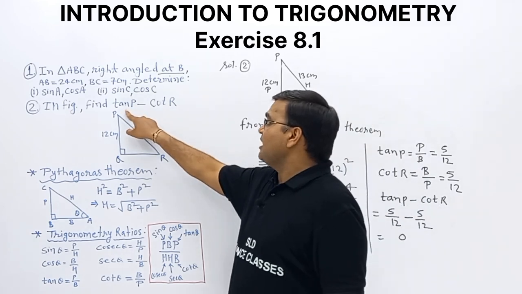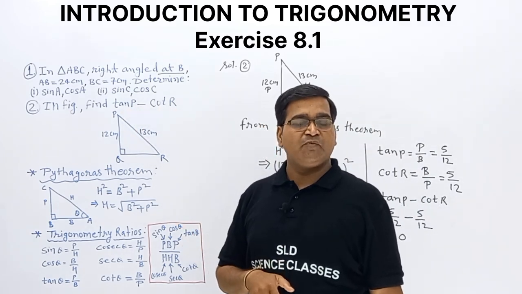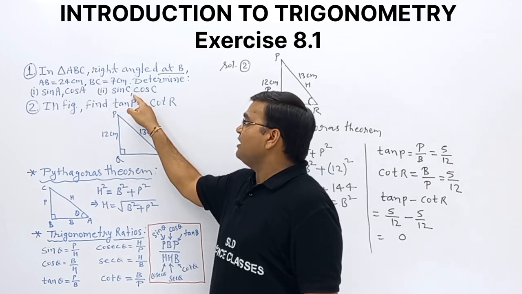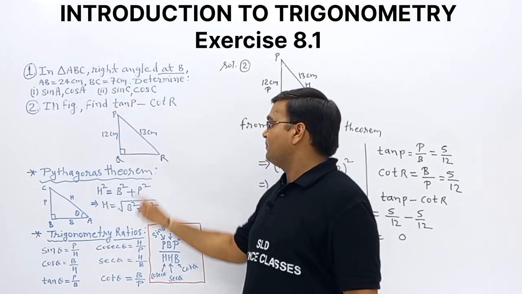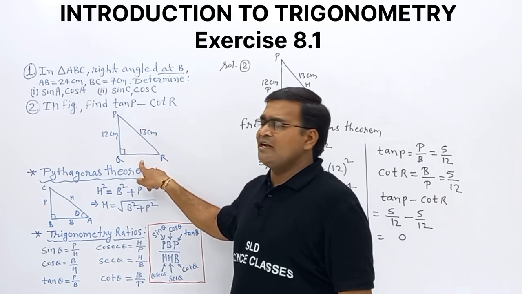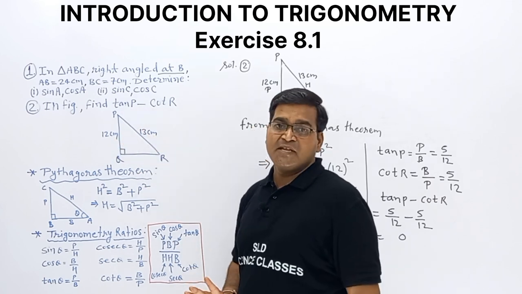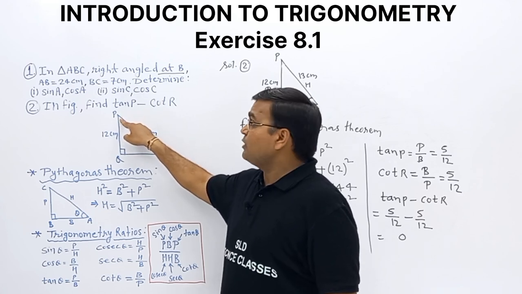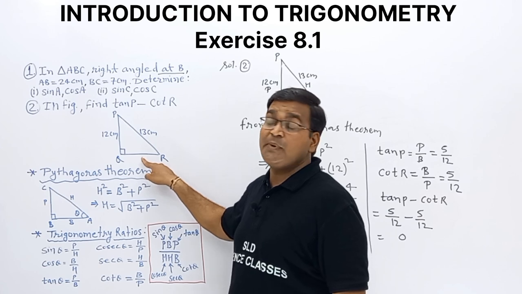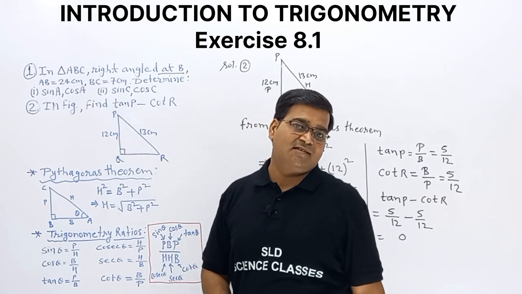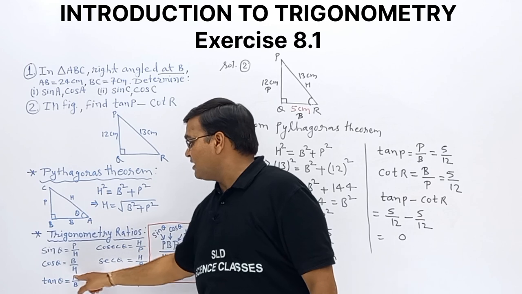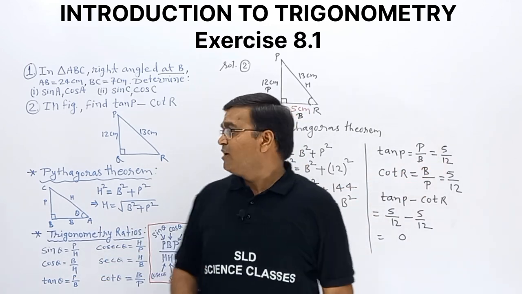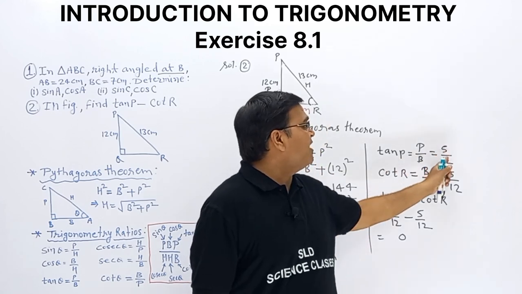Now we are having tangent P and cot R, two ratios. We want the values of these two trigonometry functions. In tangent P we will consider P as an acute angle. We obtained all sides: this is 5, this is 12, this is 13. Now we consider this an acute angle. Then its opposite will be perpendicular and its adjacent will be base. Then tangent theta equals P upon B. Putting the values, tangent P equals 5 upon 12.